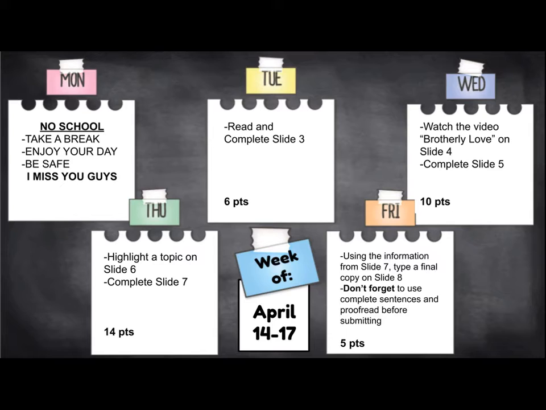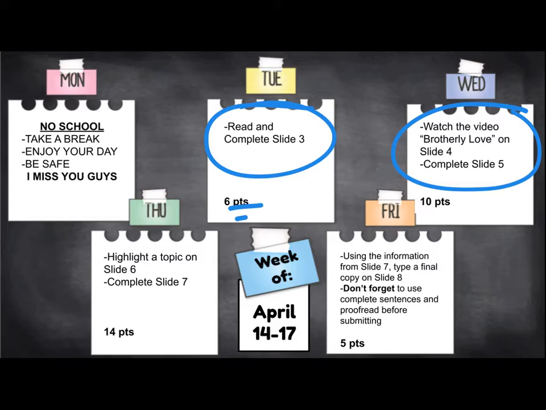And let's take a look at this week's agenda for English class. So today, Tuesday, we're going to complete slide 3, 6 points for today's work. Tomorrow, you're going to watch a video and complete slides 4 and 5 for 10 points. Thursday, you're going to choose a narrative topic to write about. So you're going to be telling your own story this week and complete slides 6 and 7 for that.